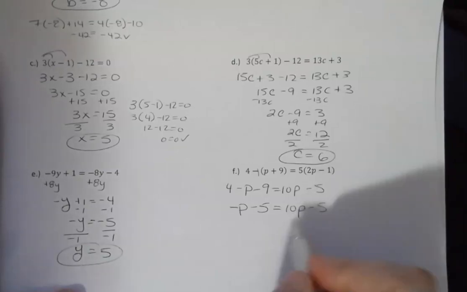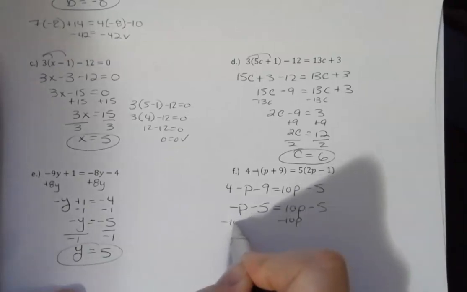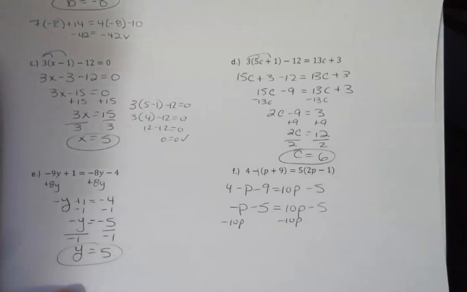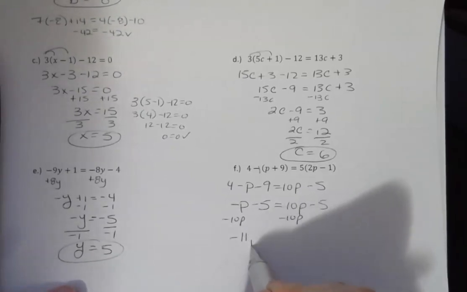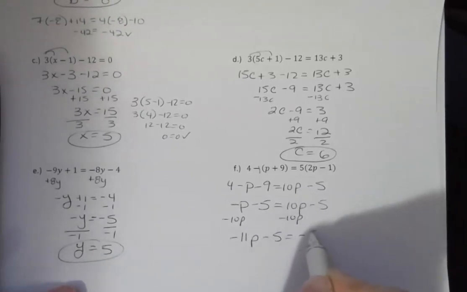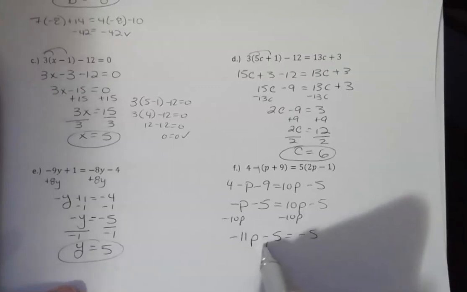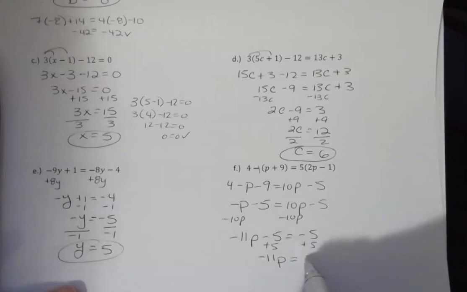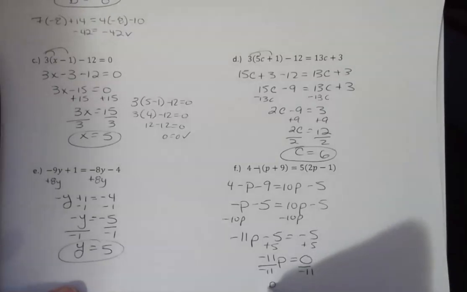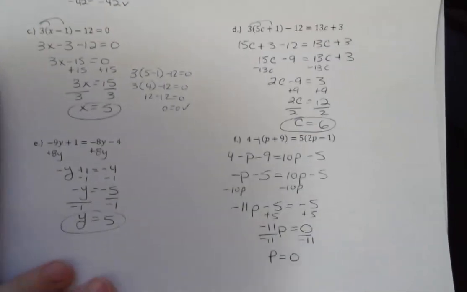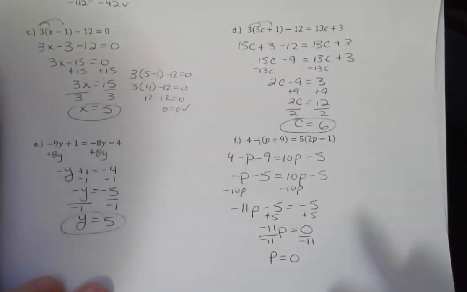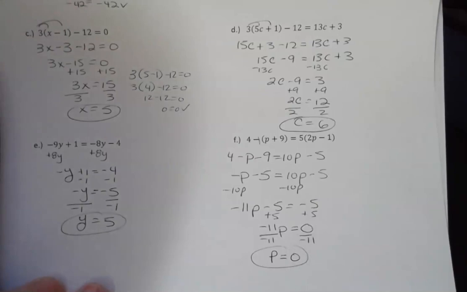So now I'm going to subtract 10p from both sides, and that's going to give me negative 1 and negative 10, or negative 11p. And then I'm going to move this 5 over by adding 5 to both sides. That gives me negative 11p equals 0. That doesn't mean undefined. What happens here is if we divide both sides by negative 11, then p is 0. So if the 0 is on the top, it just means 0. If the 0 is in the denominator, that would be undefined. It's okay to get 0 for an answer.